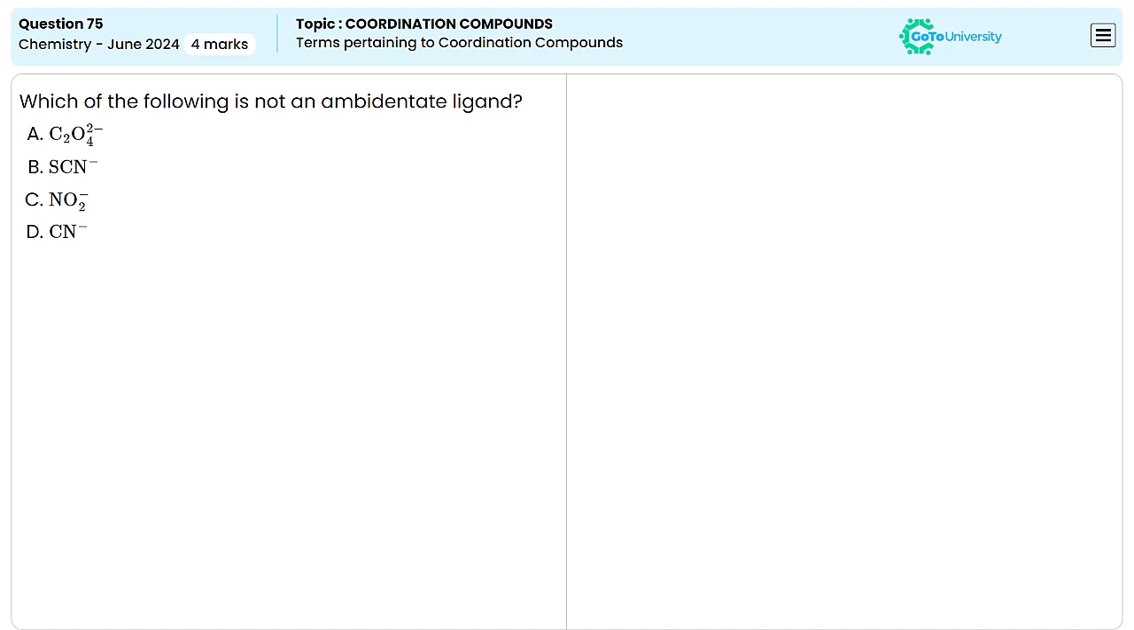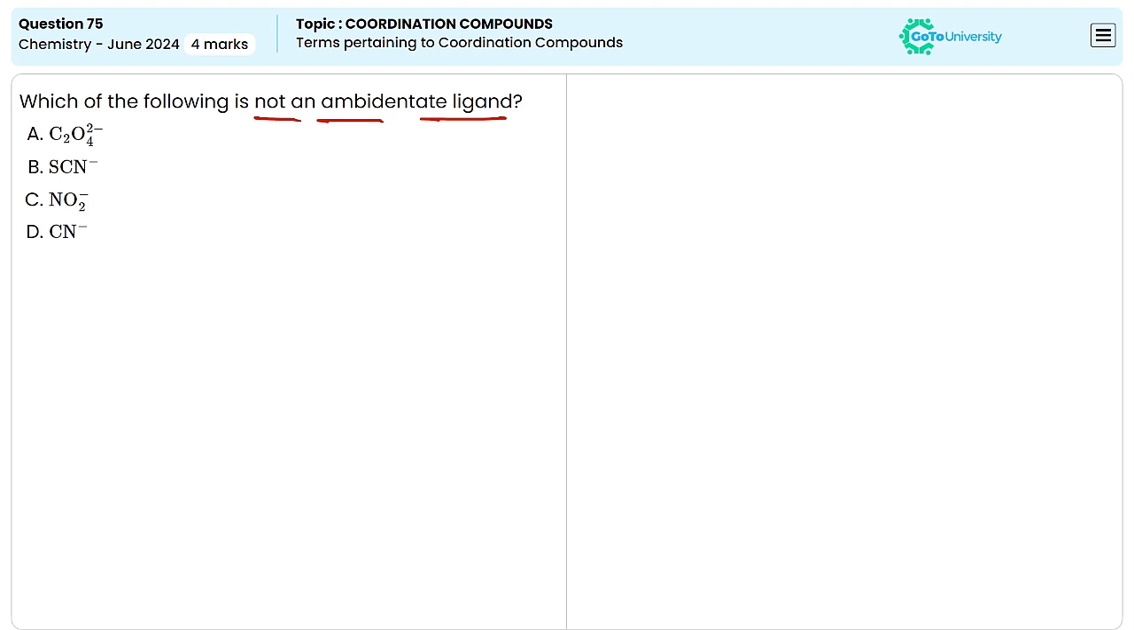In this question, different ligands are given. We have to identify the one which is not an ambidentate ligand. Ambidentate ligands can be defined as the ligands which have two different donor atoms and either of the two donor atoms is attached to the central metal atom during the complex formation, but they cannot use both the donor atoms at a time. Now let's come to the options given here.